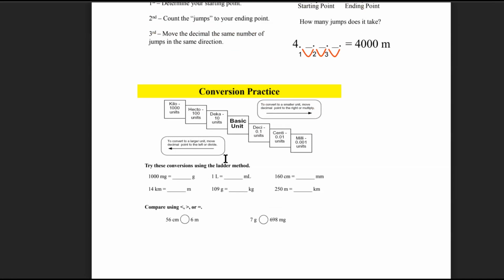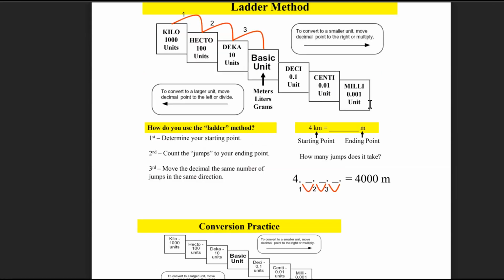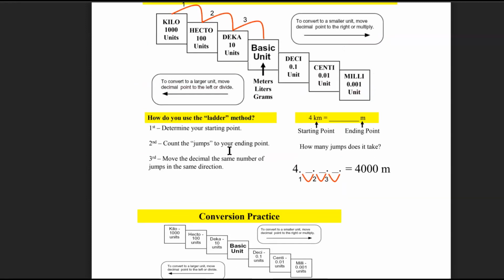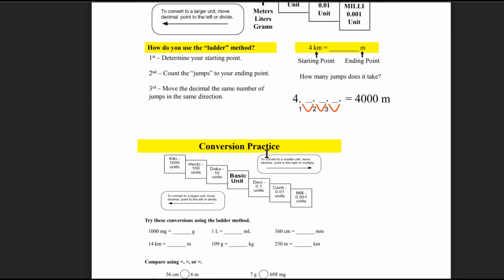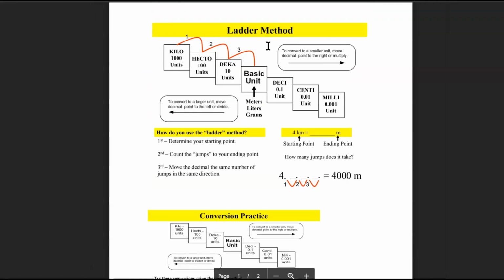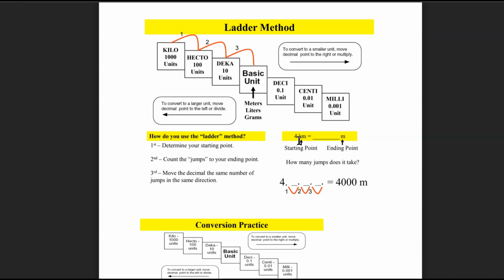1,000 milligrams to grams. If you know milli is right here, and you want to know the regular gram, the base unit, well, if milli's here and the base unit gram is here, then that's going to be 1, 2, 3 times to the left to get there. So the answer to this, you would just move it over 1, 2, 3 times. So it would be 1 gram. So 1,000 milligrams is equal to 1 gram. And so that's the power of the ladder method. And you just got to go through slowly.